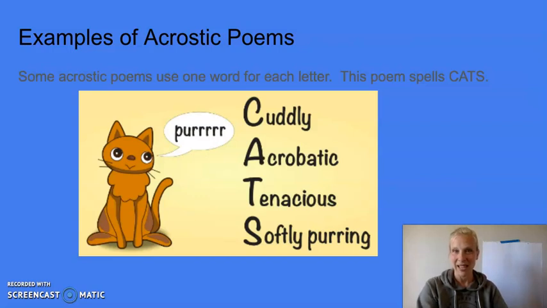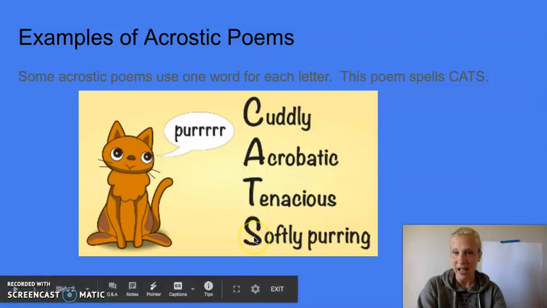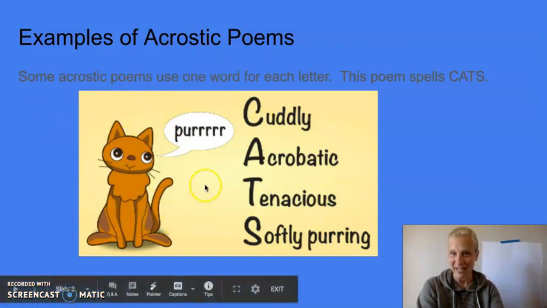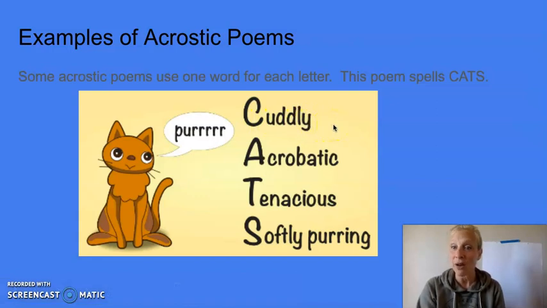Here we go. So you're going to notice that down the side here, I have a word, C-A-T-S. What does that spell? Cats. Beautiful. And there's even a picture of a cat here to help us with our reading. Cats. So we start by writing the word cats down the side of our paper. And then we're going to think of a word that starts with each of those letters, and we're going to write it going this way, across. That's why it's called an acrostic poem.